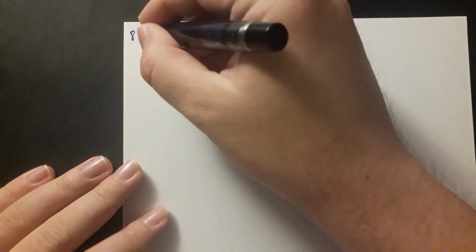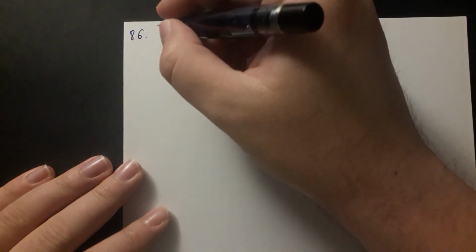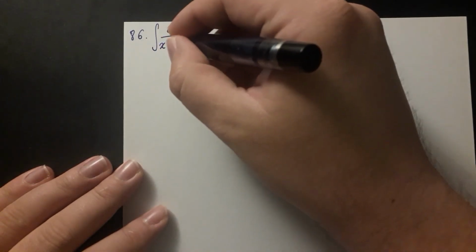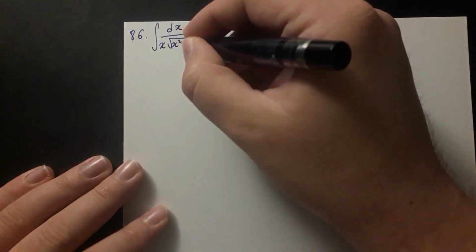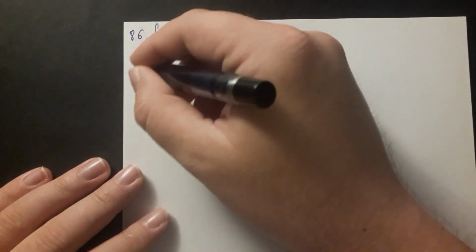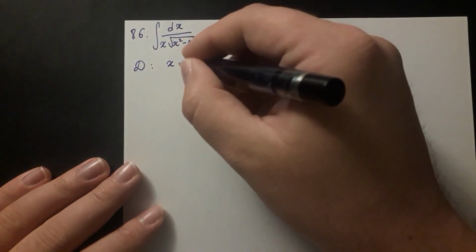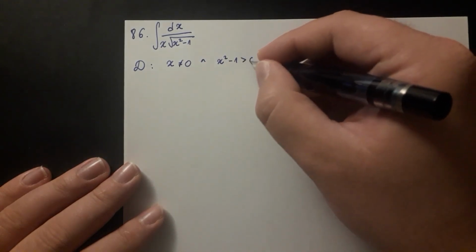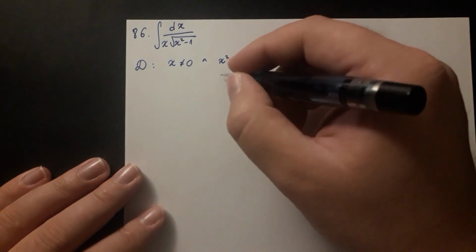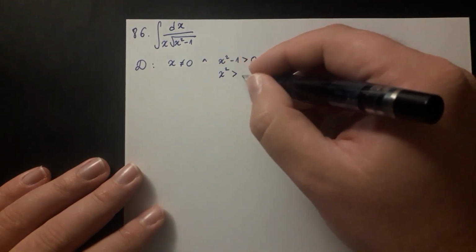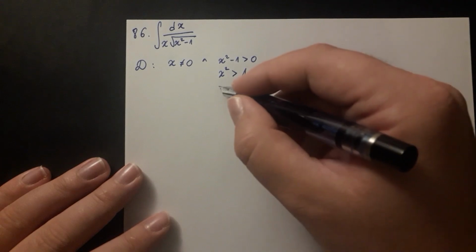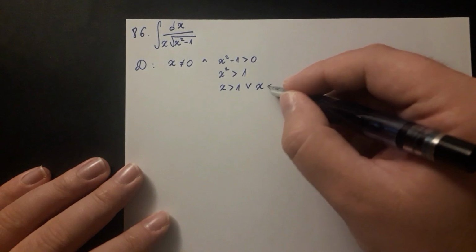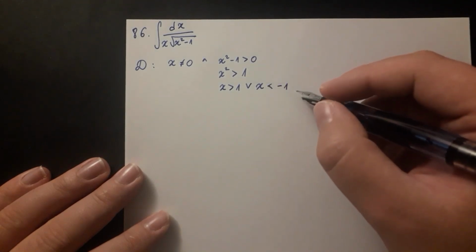Problem number 86 is an integral of dx divided by x times the square root of x squared minus 1. This integral is defined for all x's which are different than 0, and x squared minus 1 has to be strictly larger than 0. That means that x squared is larger than 1, and that means that x has to be larger than 1, or x has to be smaller than negative 1.